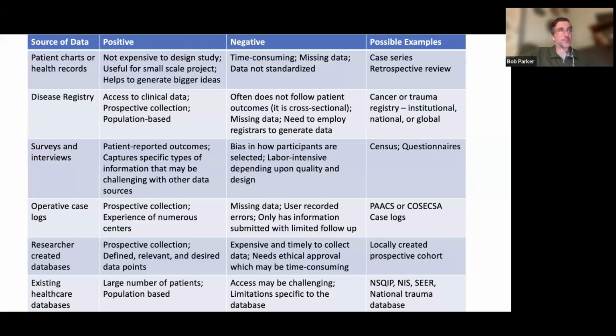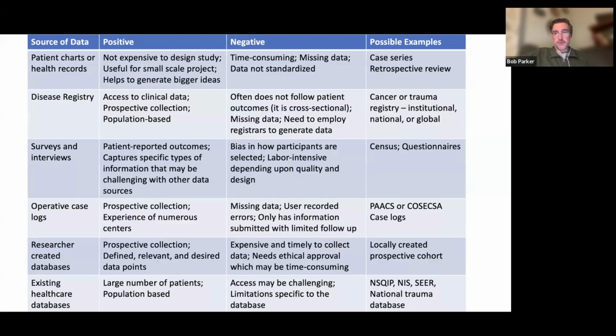So it's like for a certain population has been collected. Sometimes it doesn't follow patient outcomes. It's like a cross-sectional study where you were diagnosed with cancer or you were not. There's still some missing data in a registry because it really requires registrars to generate that data.